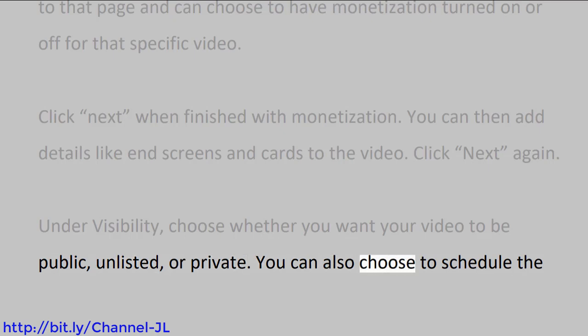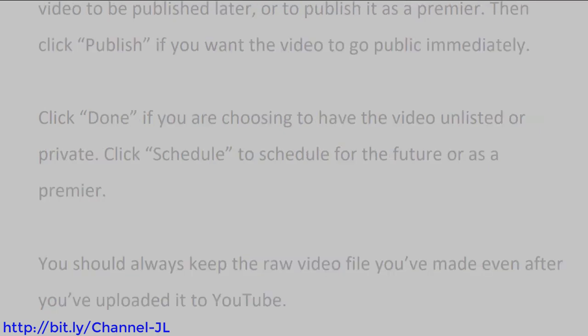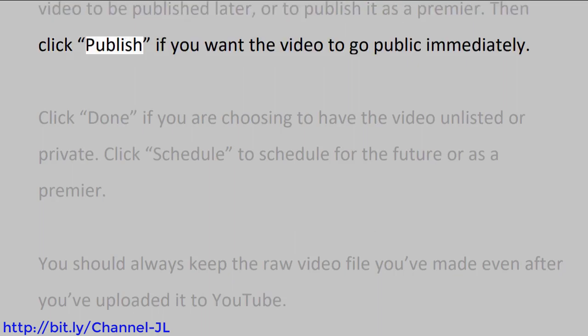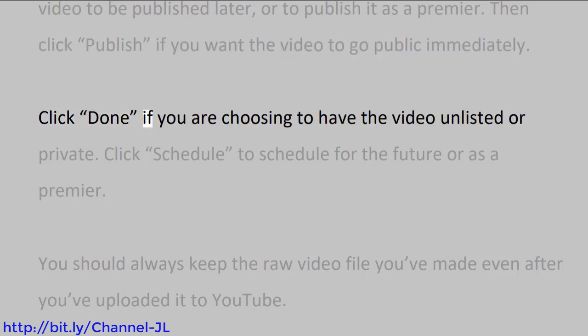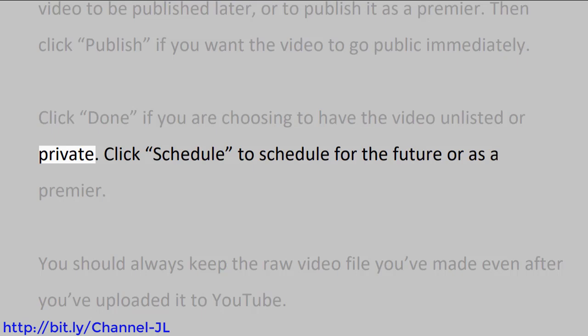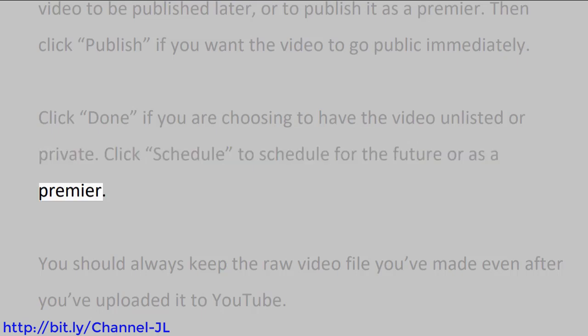You can also choose to schedule the video to be published later, or to publish it as a premiere. Then click Publish if you want the video to go public immediately. Click Done if you are choosing to have the video unlisted or private. Click Schedule to schedule for the future, or as a premiere.